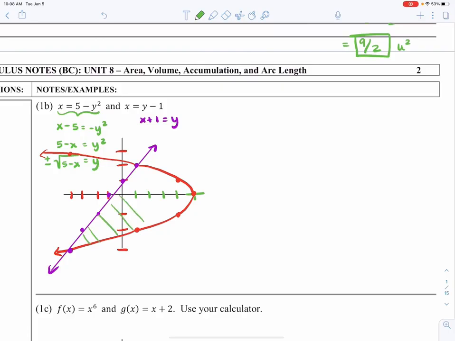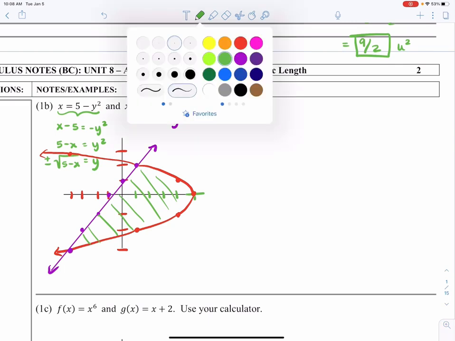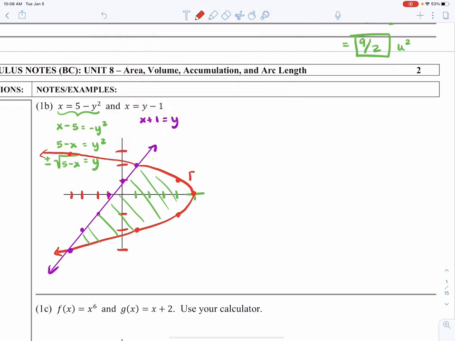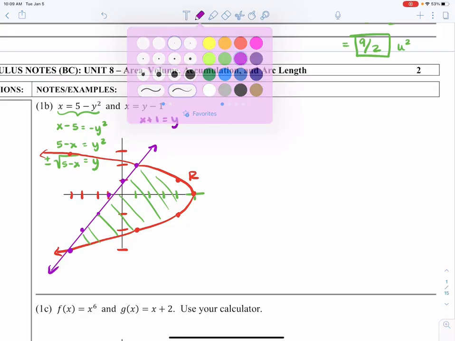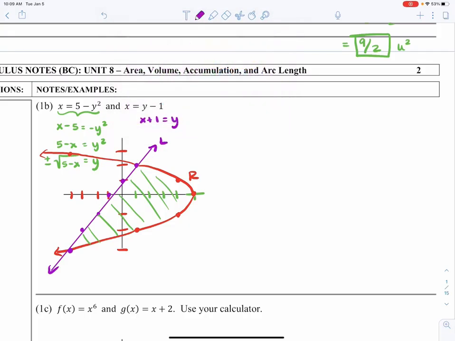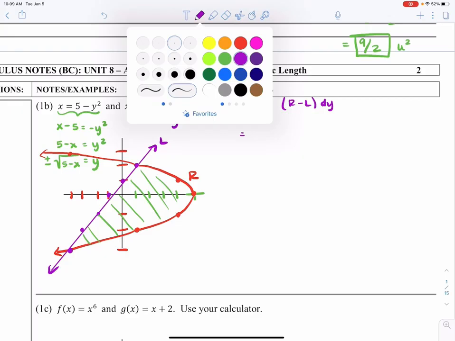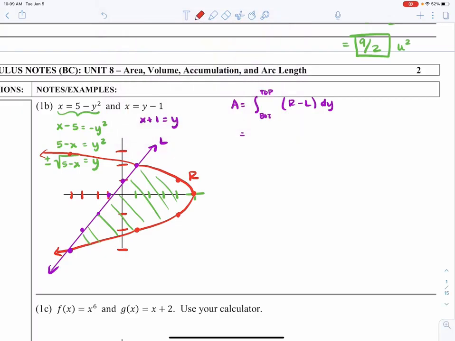And notice there's not a top and bottom function. There's a right and a left function. So when I say right and left, this is the rightmost function. This is the leftmost function. There's a right side and a left side to this area. So we're going to use the equation that area is from bottom to top of right minus left dy. And we're going to use them in their functions defined by y format.